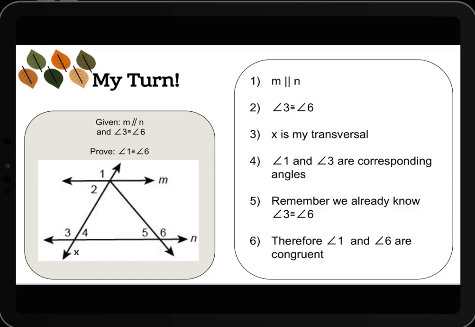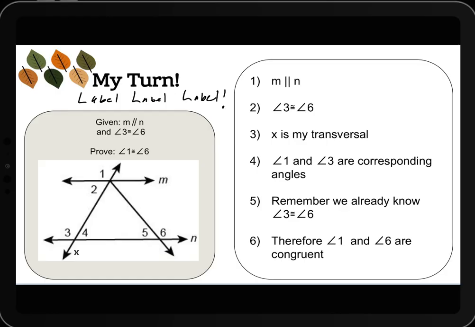Okay, so here we're proving that angle 1 is congruent to angle 6. The end goal is to prove that, and we want to go ahead and label, label, label. You want to label as much as you possibly can on your diagram.